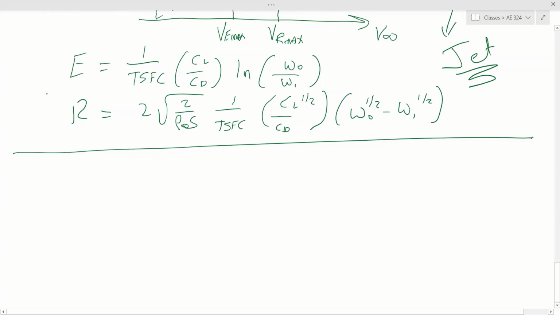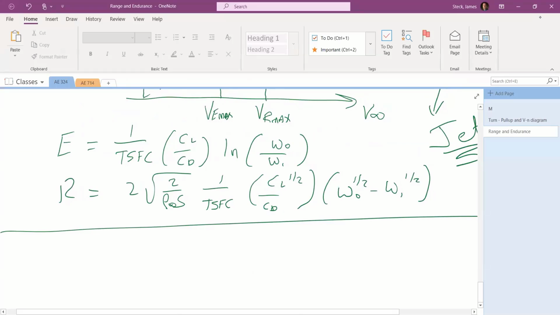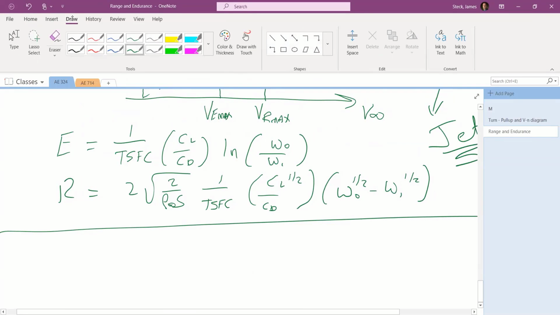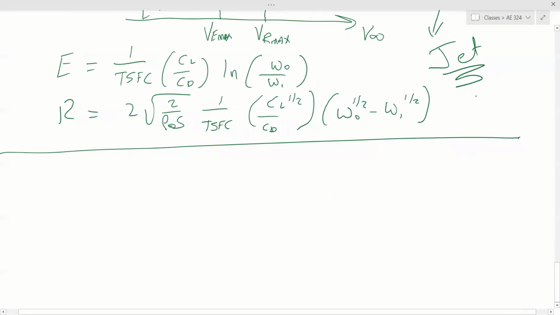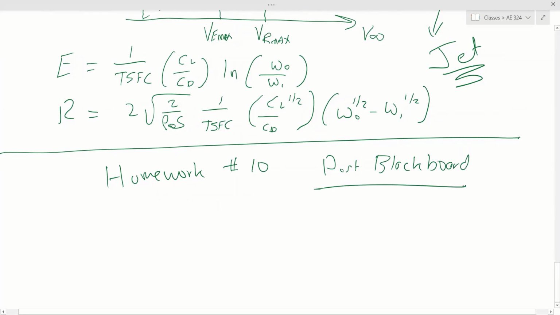I did want to go ahead, since we have time today, and let's go over the homework today. This is homework number 10. I will post this to Blackboard in case you haven't worked it up to this point, but take notes, and you can follow the notes to get through the homework that's due on Monday.